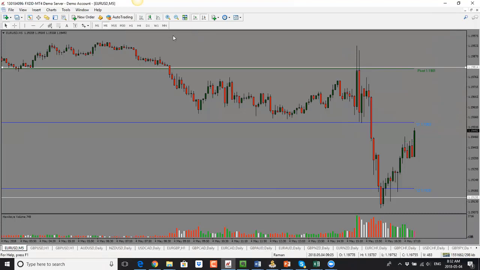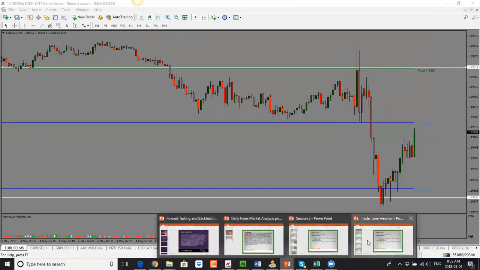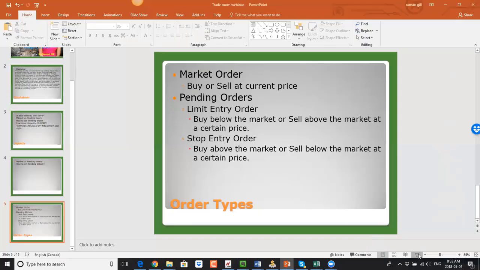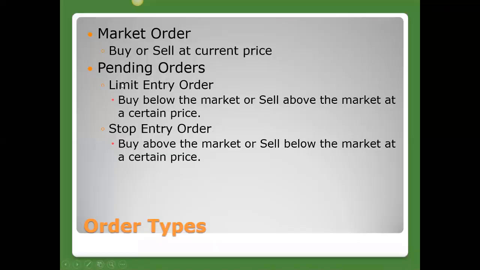So if you go back to our slides here, you'll see that we have two types of pending orders. There's the limit order and there's the stop entry order. Limit orders are the easiest ones to understand, and we'll cover those first, and then we'll go into stop entry orders. Okay, so what are limit orders?